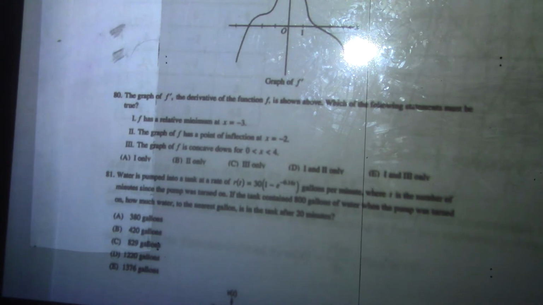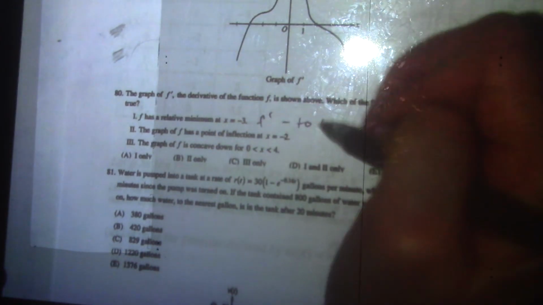Here we've got a graph of f prime. We're seeing which of the following is true. So relative minimum at x equals -3, that's f prime going negative to positive. So yes, that's a minimum, check. Point of inflection at x equals -2, right here. No, because f prime is increasing and it's still increasing. So f double prime doesn't change signs, so not this one. And it is concave down from 0 to 4. F prime is decreasing, so then f double prime is negative, that's concave down. So 1 and 3 are both true.